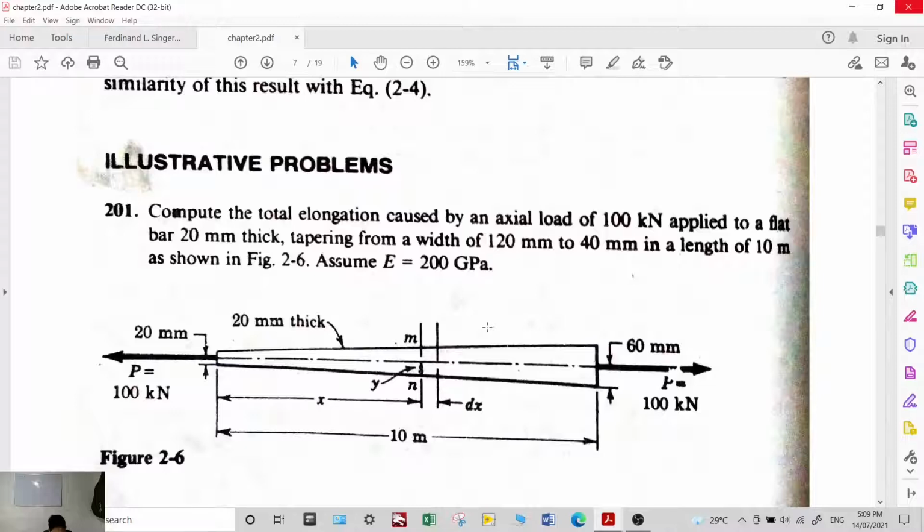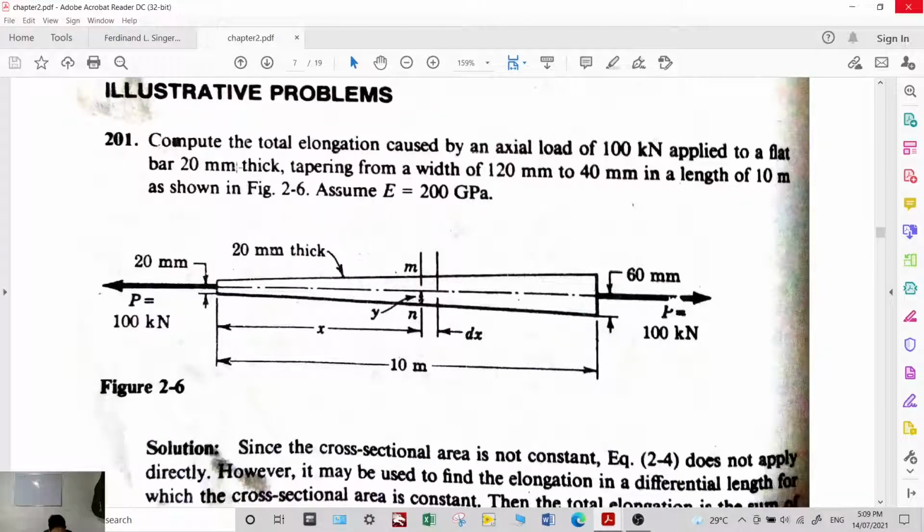Okay, so let's have this example. Compute the total elongation caused by an axial load of 100 kilonewton applied to a flat bar 20 millimeters thick, tapering from 120 to 40 millimeter in a length of 10 meters. The modulus of elasticity is 200 gigapascal. Okay, so based on this figure, this is the top view.